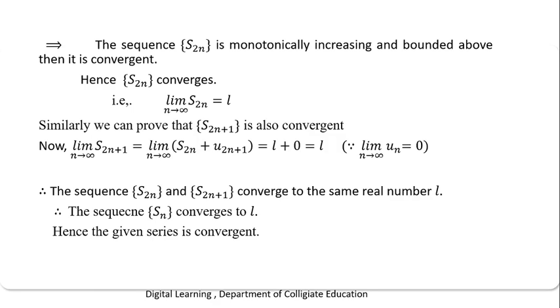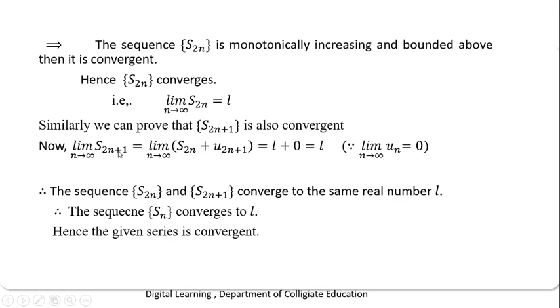If the sequence S2n is monotonically increasing and bounded above, then it is convergent. Hence, we conclude that the sum to 2n terms converges. That means the limit as n tends to infinity of S2n is equal to L, where L is a finite quantity. Similarly, we can prove that S2n plus 1 is also convergent. Therefore, consider the limit as n tends to infinity of S2n plus 1.